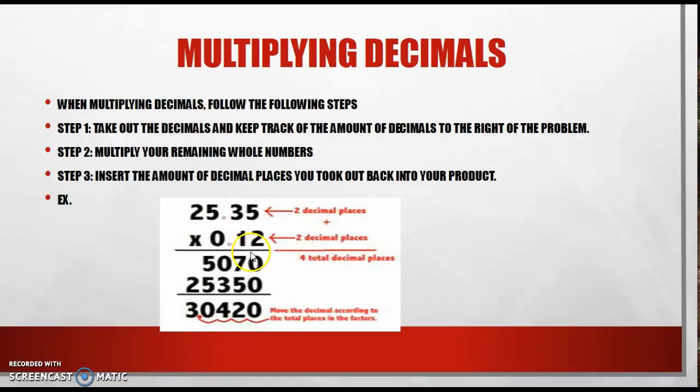Now we're just going to multiply. So we go ahead and multiply through, and we end up getting 30420 when we add them up. And now we're going to insert our 4 decimal places back in. So we're going to start here. We're going to go 1, 2, 3, and 4. And right there is where our decimal point would go. And it's going to be the same whether it has 1 total decimal place or 3. The same steps will be followed each time.